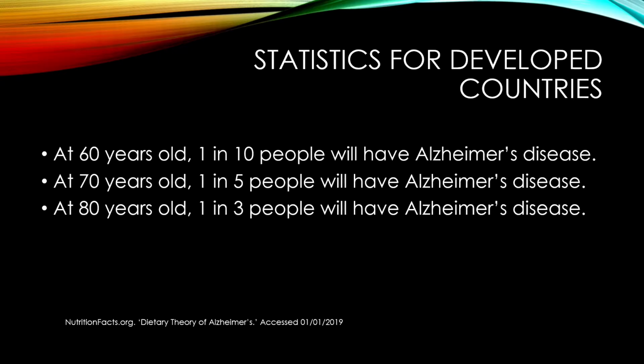All right, so statistics also show us that in developed countries, by the time someone is 60 years old, 1 in 10 will have Alzheimer's disease. 60 years old. By 70 years old, 1 in 5 people will have Alzheimer's disease. And by 80, you're talking about 1 in 3 will have Alzheimer's disease.